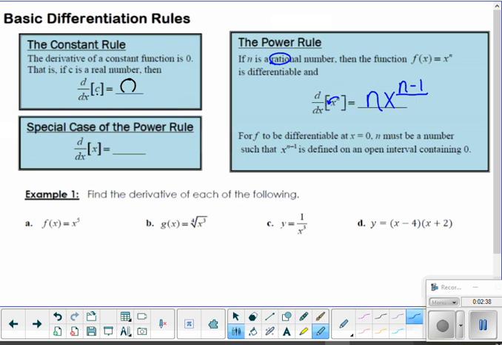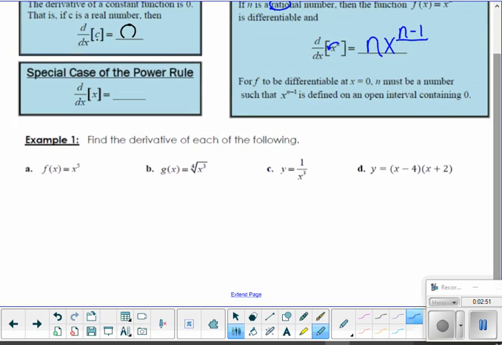For f to be differentiable at x equals 0, n must be a number such that x to the n minus 1 is defined on an open interval containing 0. That's just a caveat that we must keep in mind.